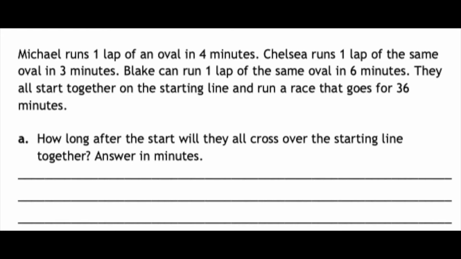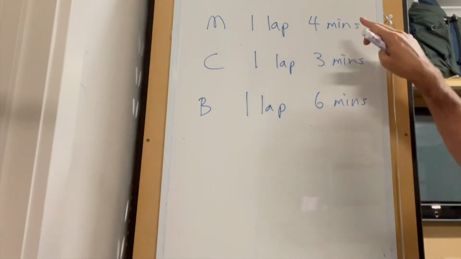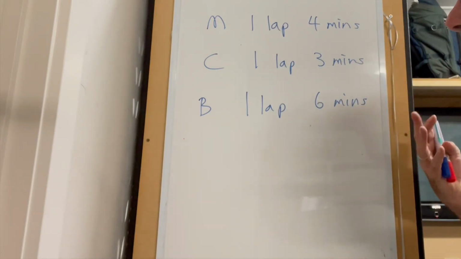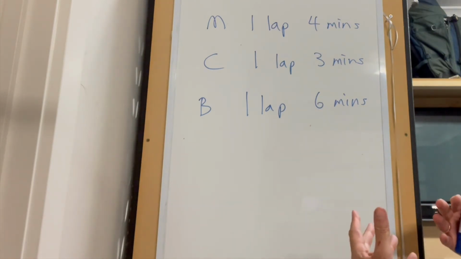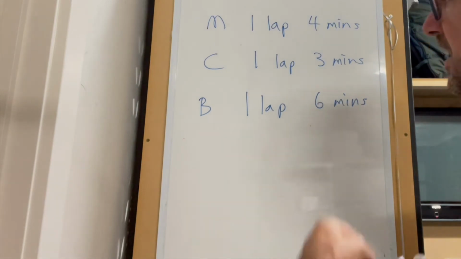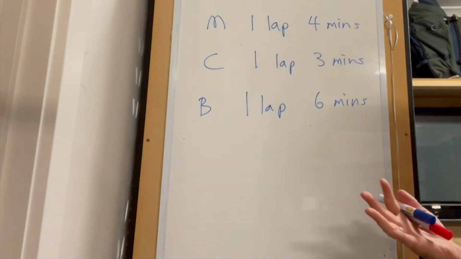Okay, so this question here would have Michael, Chelsea and Blake, and I've just used the initial from each of those names. And they each run a lap, and these are the times they take to run them. So the question is a common one where it'll ask, how long after they start the race will they cross the finishing line together, okay? So they're going round and round and round. Really what we're looking for here is what is the lowest common multiple of these three numbers, okay?